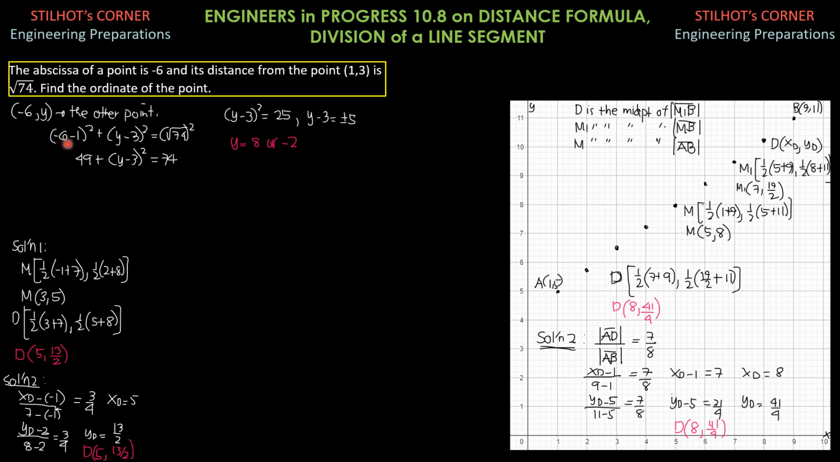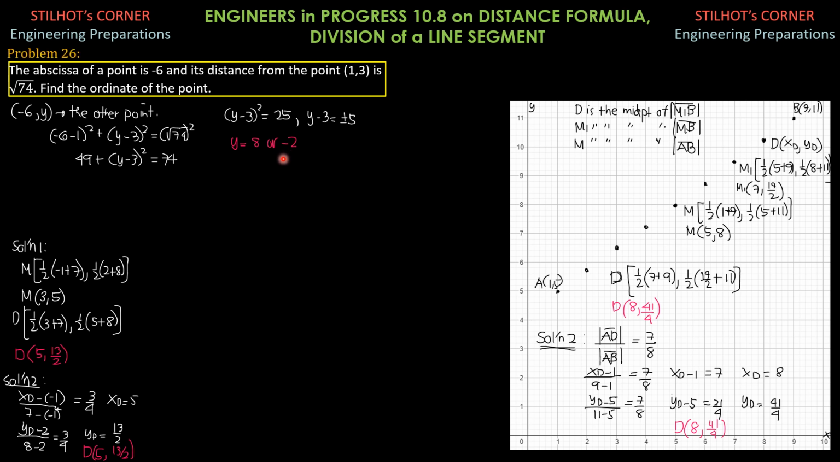So this is negative 7 squared, which is 49. Then plus quantity y minus 3 squared equals 74. 74 minus 49 is 25. So y minus 3 quantity squared equals 25. By extracting the square roots, y minus 3 is plus or minus 5. If we consider positive 5, 5 plus 3 is 8, so y is 8. Then if we use negative 5, plus 3 is negative 2. So there are two possible values of y, and these are 8 and negative 2.